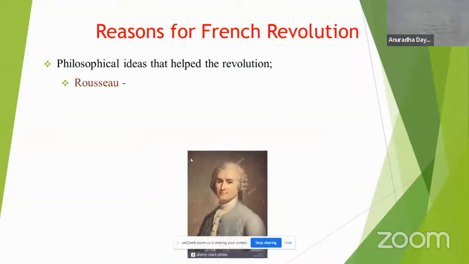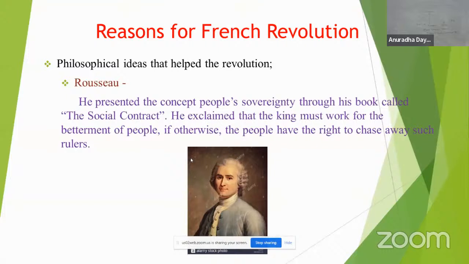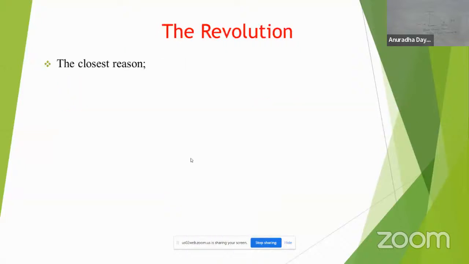The third person was Rousseau. Rousseau presented the concept of people's sovereignty. What is sovereignty? The ability to change the government. If the king is corrupt, there must be power for the people to remove him and appoint a new person. So that is the idea of Rousseau. Through his book The Social Contract, he explained that the king must work for the betterment of the people. Otherwise, the people have the right to chase away such rulers.